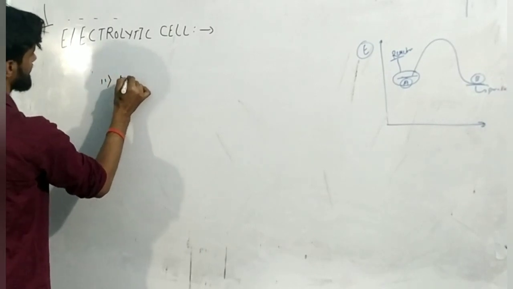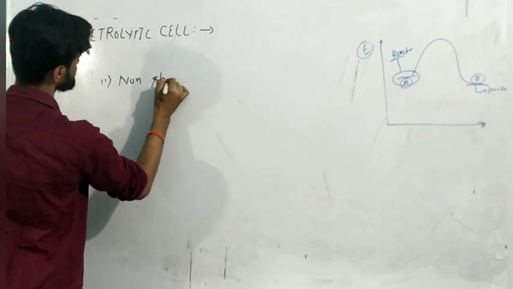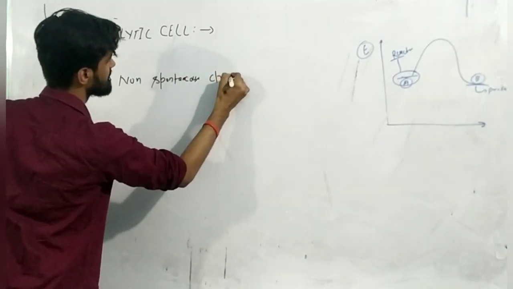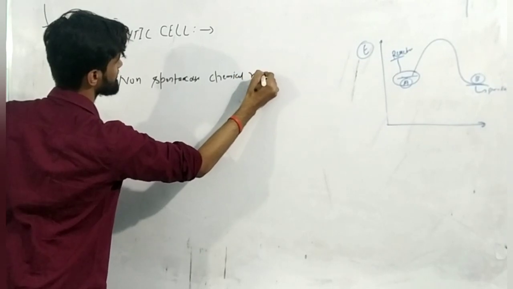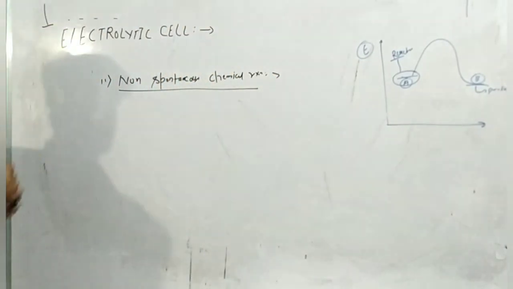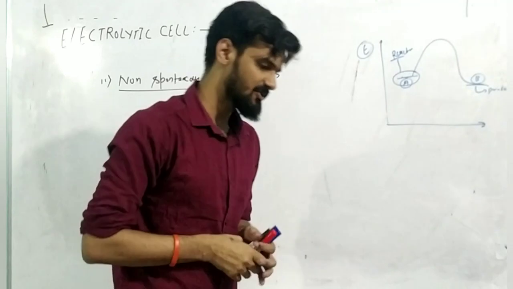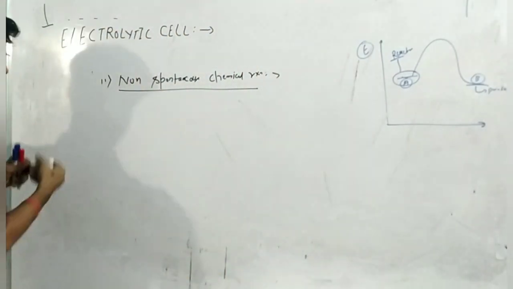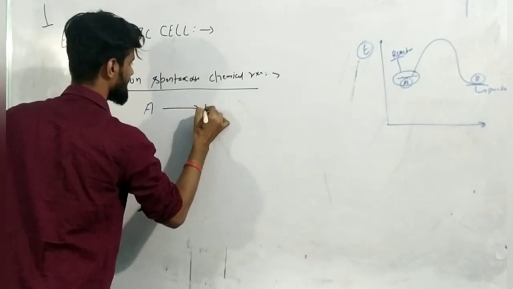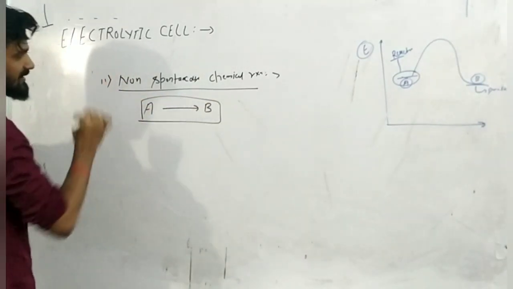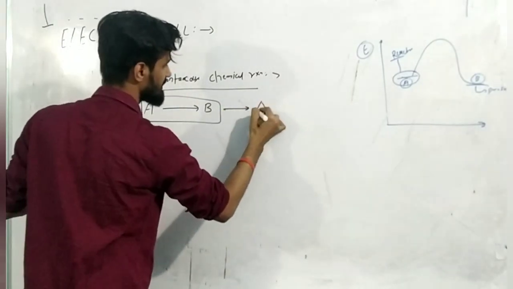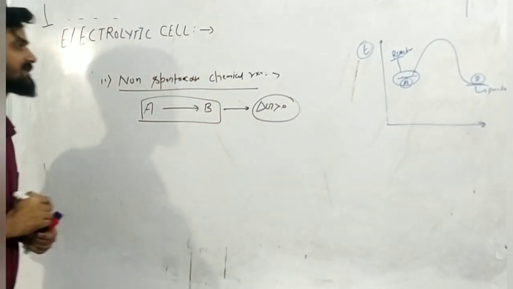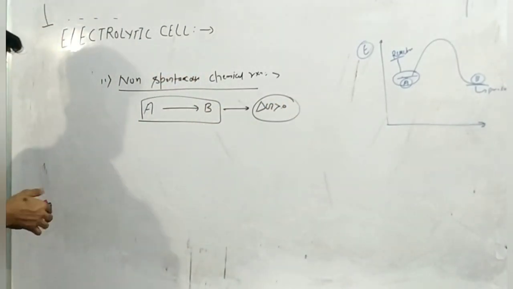I am just writing here, non-spontaneous chemical reaction. Now understand one thing. If a chemical reaction has to be spontaneous, then the Gibbs energy change should be less than 0. Now suppose reactant A is getting converted into product, and this is a non-spontaneous chemical reaction. Then for non-spontaneous chemical reactions, delta G is greater than 0. It will be positive. Then the reaction will be called a non-spontaneous chemical reaction.